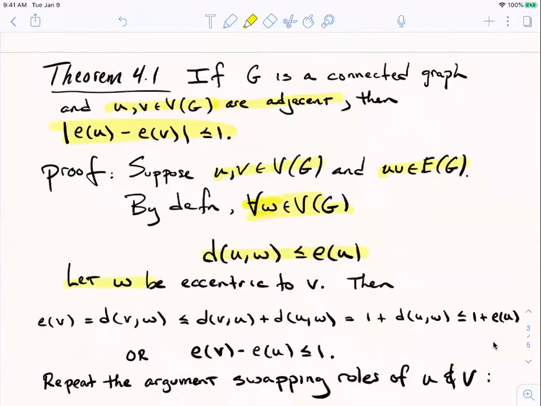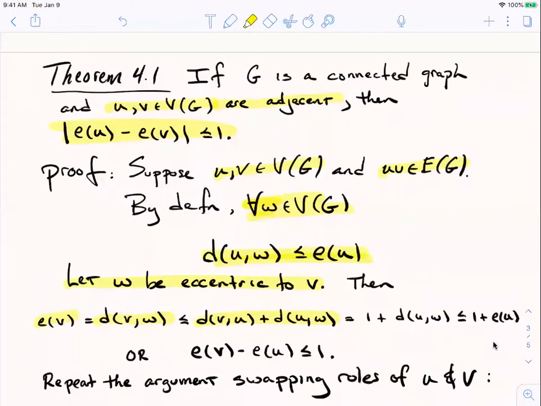In particular, if we picked a vertex W to be eccentric to V, our other vertex, then it's also true that the distance from U to that W is no more than the eccentricity of U. So let's look at a calculation. The eccentricity of V is equal to the distance from V to W because W is eccentric to V. But now I'm going to break out the triangle inequality. The distance from V to W cannot be any more than the distance from V to U plus the distance from U to W. The triangle inequality says that.